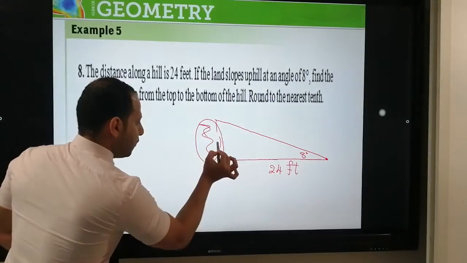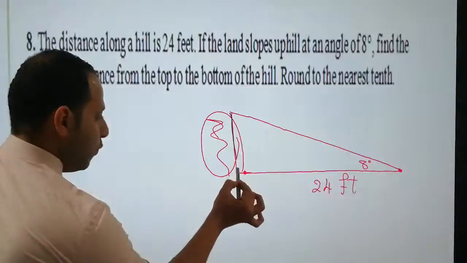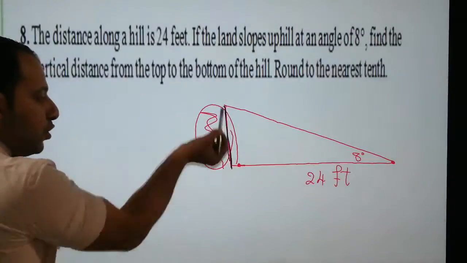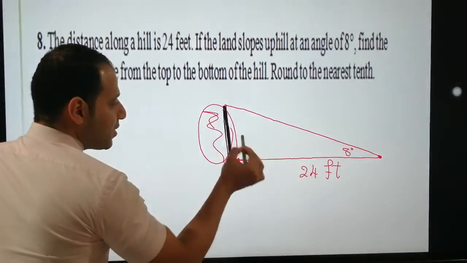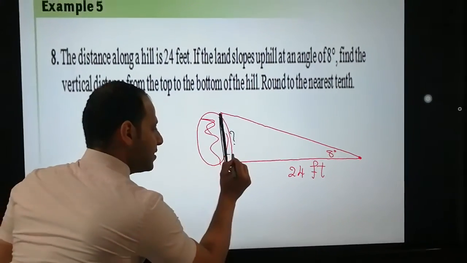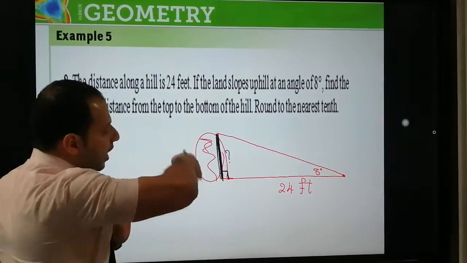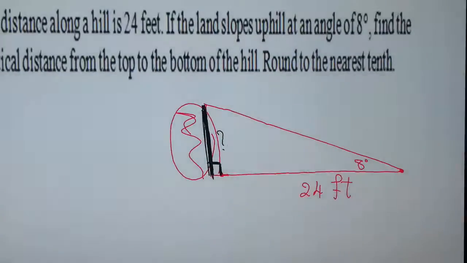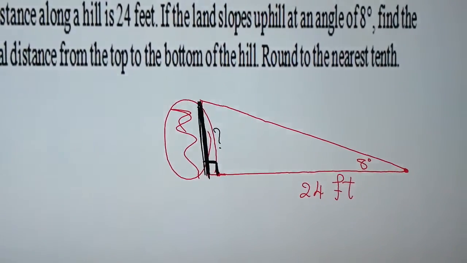So I need to find this vertical distance. As we know, this is the horizontal plane and this is the vertical plane. So for the vertical distance, I need to find this side. Yes, I relate my problem to a right angle triangle, right? Yes, this is right because the ground is horizontal and the hill is vertical, so the angle between them is 90 degrees. Now to find the vertical distance, I need to find this side.